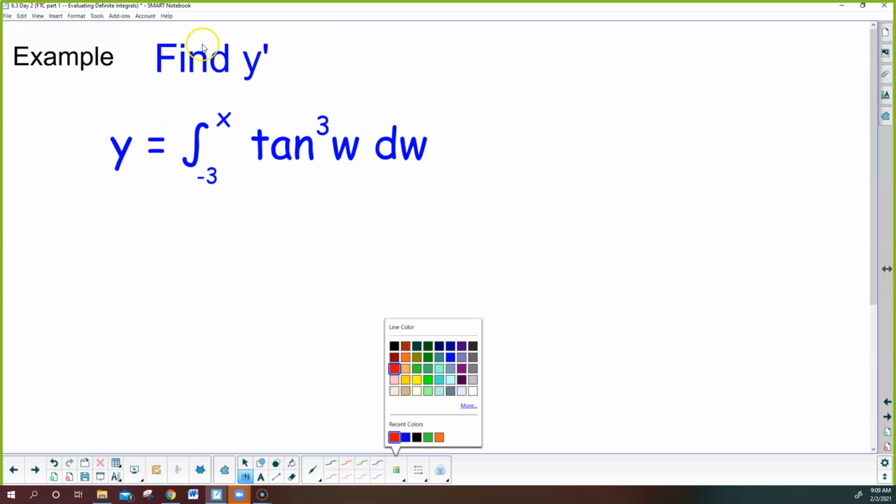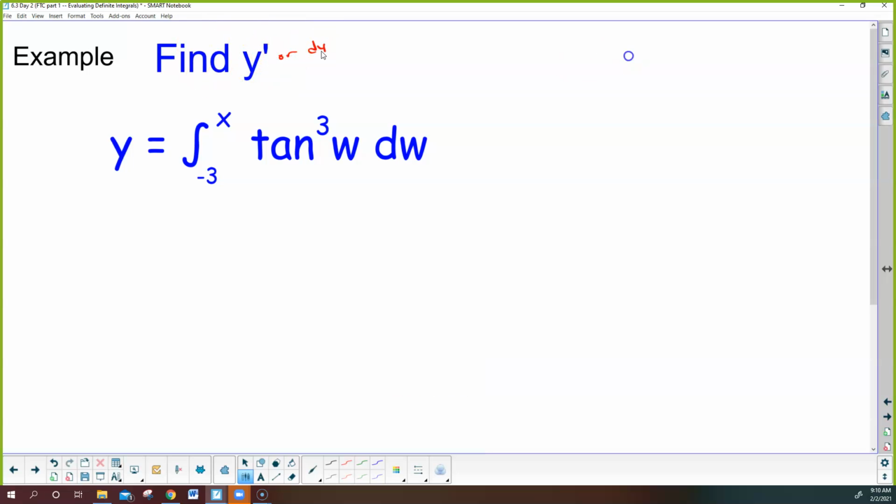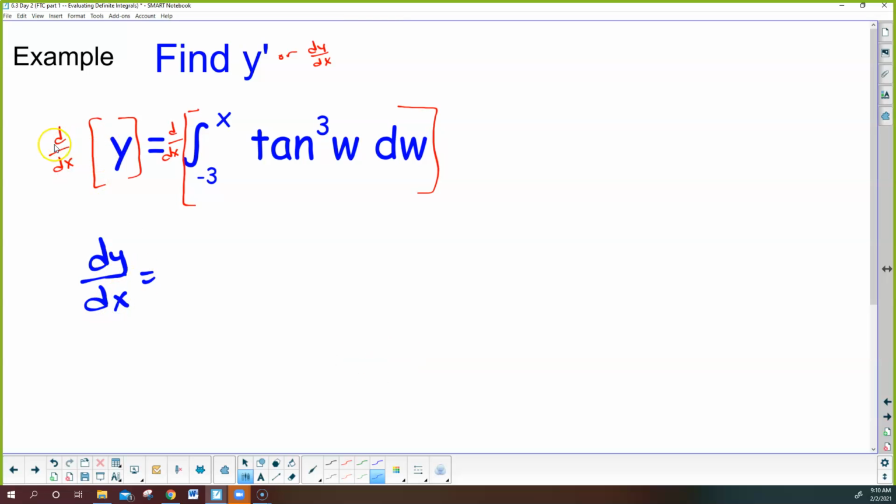All right. Notice the directions. Find y prime, or another way we could write that is find dy/dx. So what I need to do is take the derivative of both sides. And the derivative of the left side, that's where the dy/dx comes into play. The derivative of y is technically 1 dy/dx, but we don't write the 1.